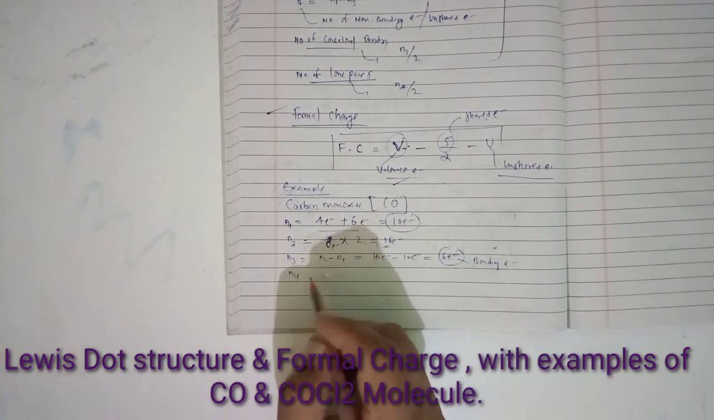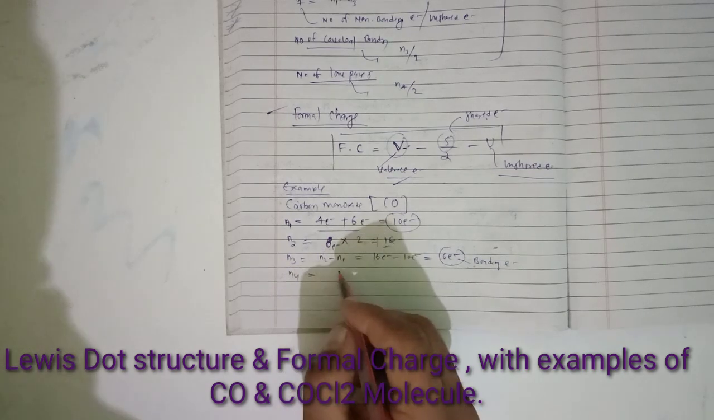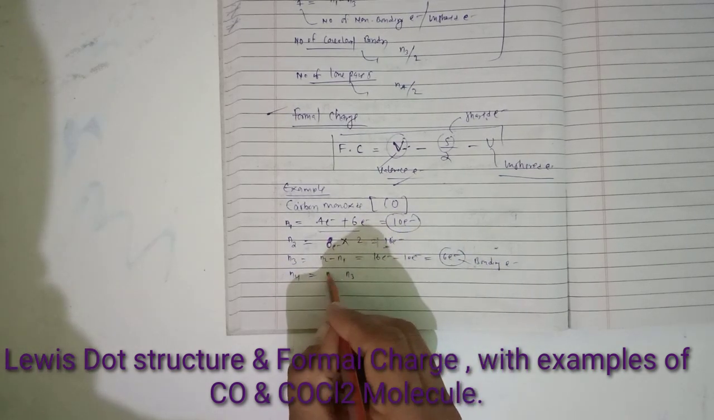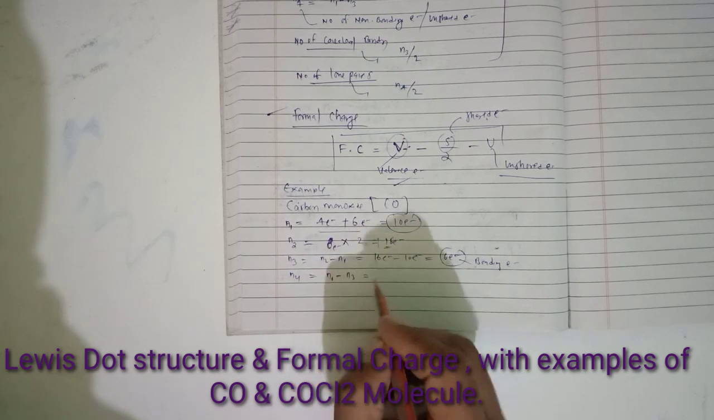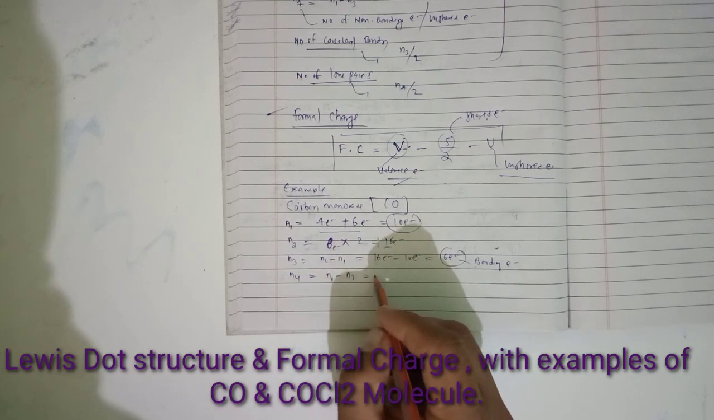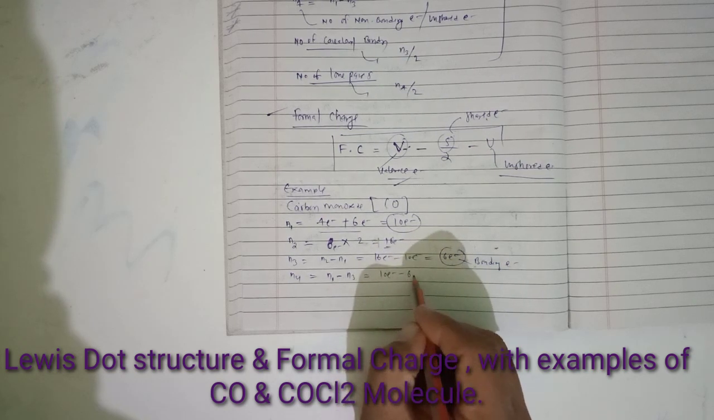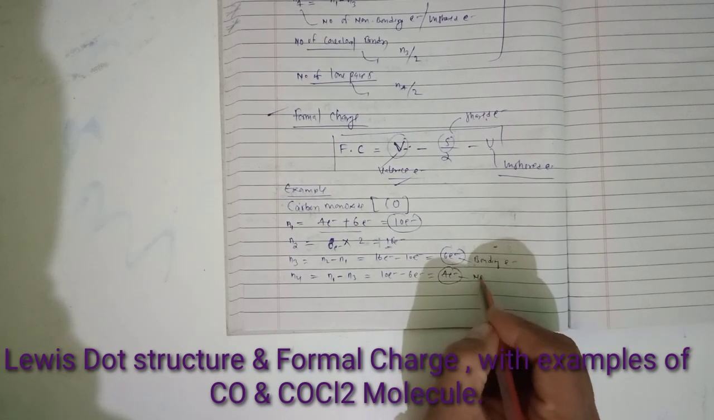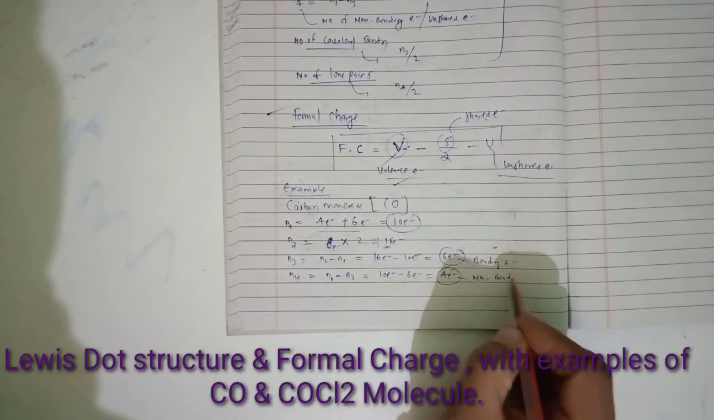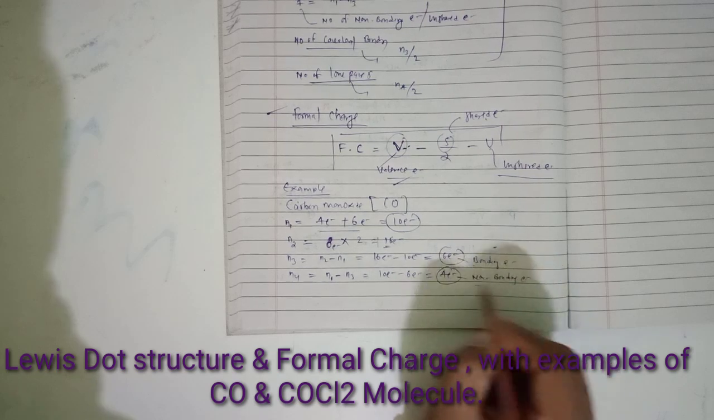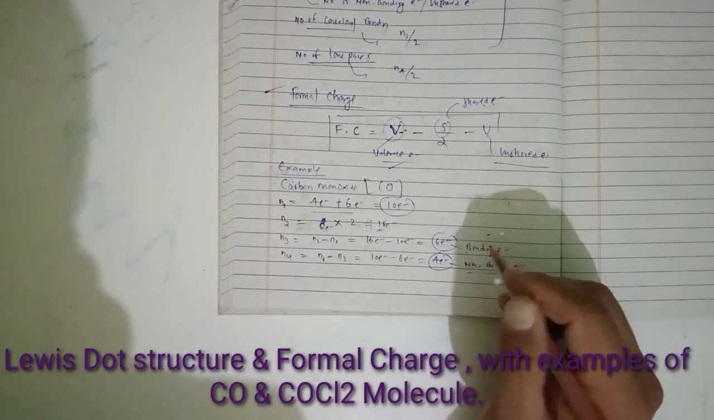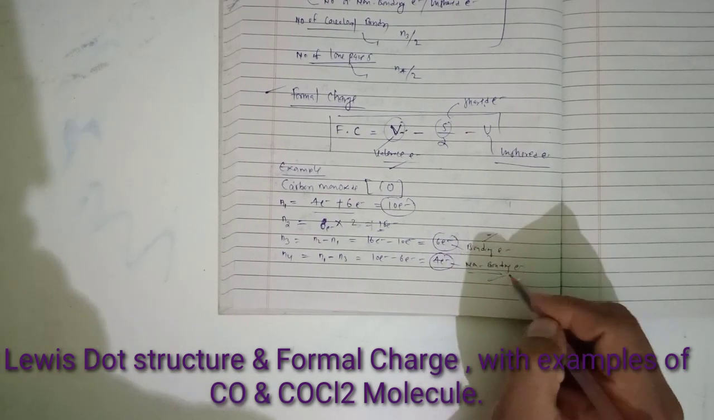Now let us find N4. N4 we get by subtracting the bonding electrons N3 from N1, which gives the non-bonding electrons. N1 is 10 electrons minus 6 electrons, it will be 4 electrons. So it is the non-bonding electrons. Now we have the bonding electrons and the non-bonding electrons.